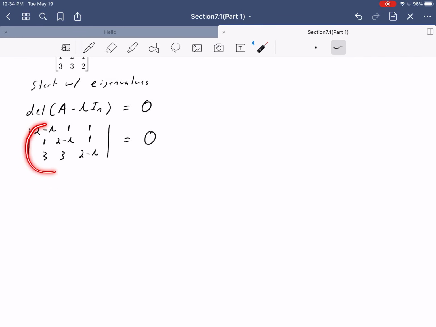Now, at this point, it's your choice whether you want to try to use row operations or just immediately go to a cofactor expansion.